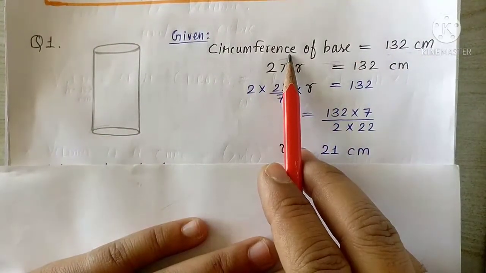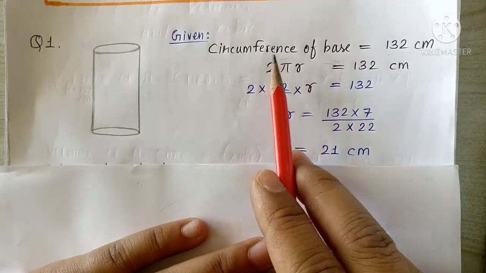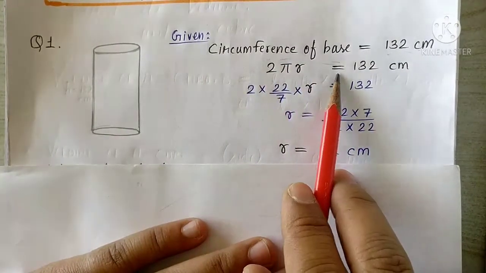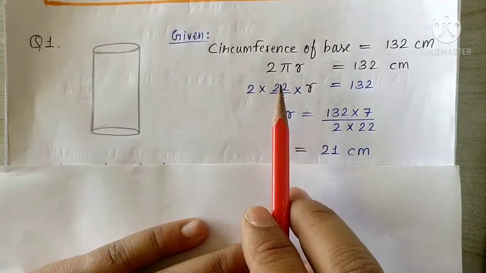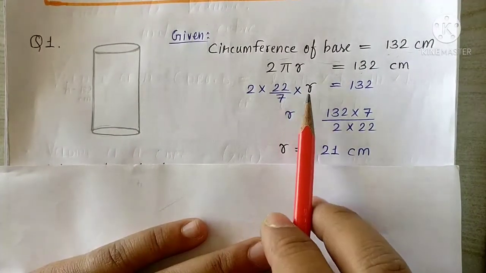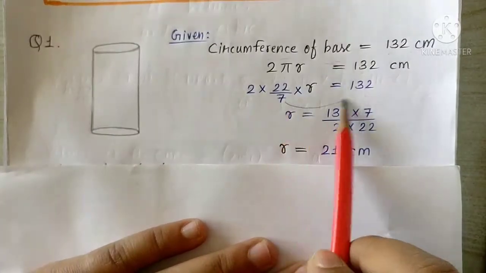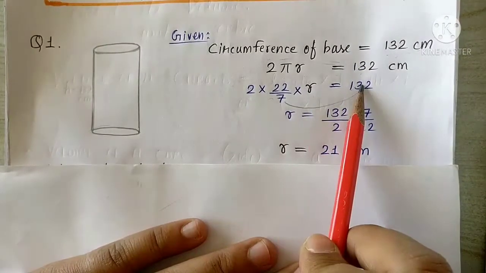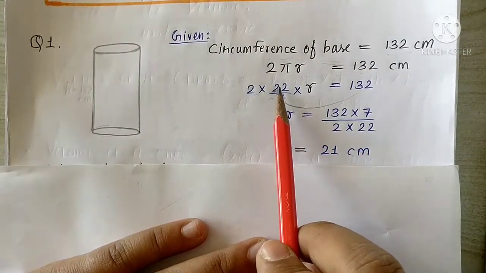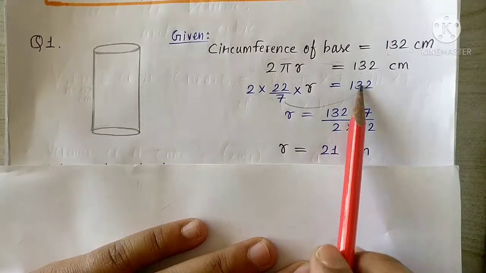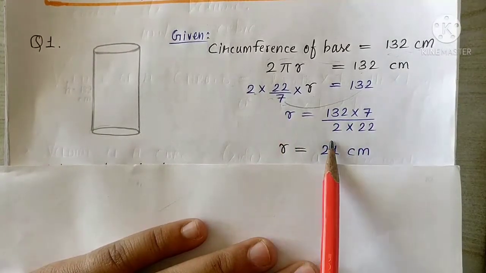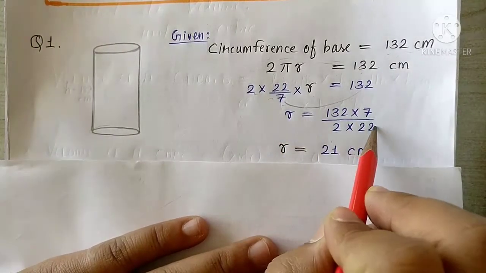So by using the formula for circumference, what is the formula for the circumference of a circle? 2 pi r equals 132. For pi we can use 22 upon 7. R will remain here. Now this 7 will go to this side, so it will go 132 multiplied by 7, and these are in multiplication form, so it will go in divide form. So 132 multiplied by 7 upon 2 upon 22. Now we can cut here.